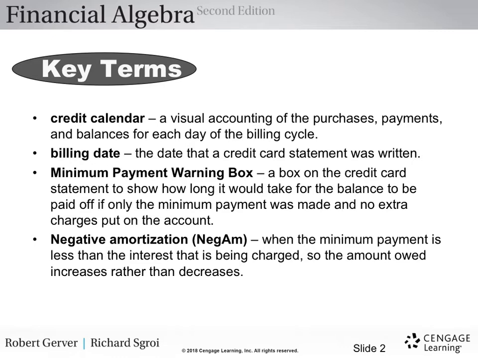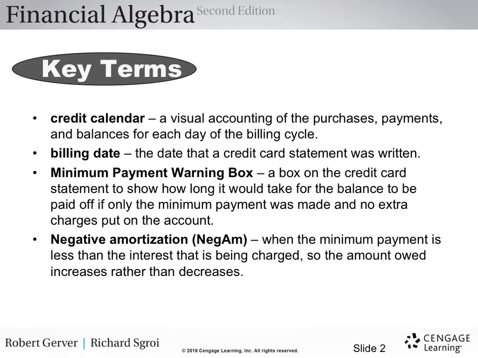First of all is the credit calendar. This is a visual accounting of the purchases, payments, and balances for each day of the billing cycle. Next is the billing date. This is the date that a credit card statement was written.